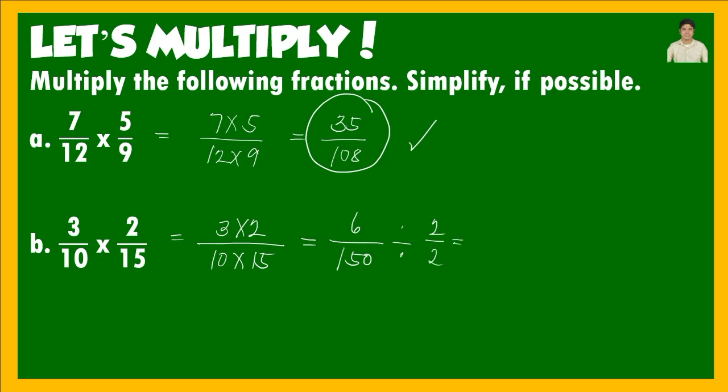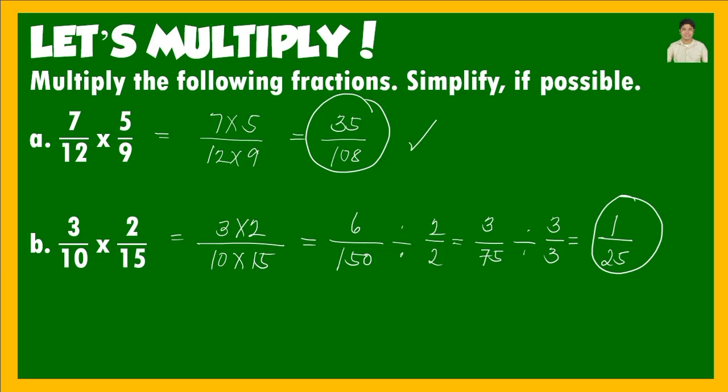6 divided by 2, we have 3. 150 divided by 2, we have 75. Can we simplify 3 over 75 further? Yes, by dividing the common factor, the greatest common factor, 3, to both numerator and denominator. So that is 3 divided by 3, 1 over 75 divided by 3, that is 25. So our final answer is 1 over 25.